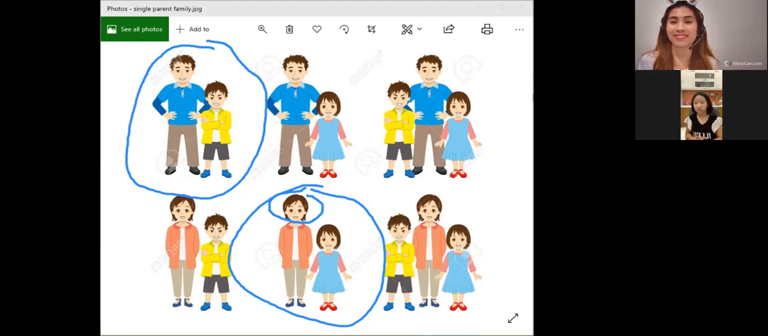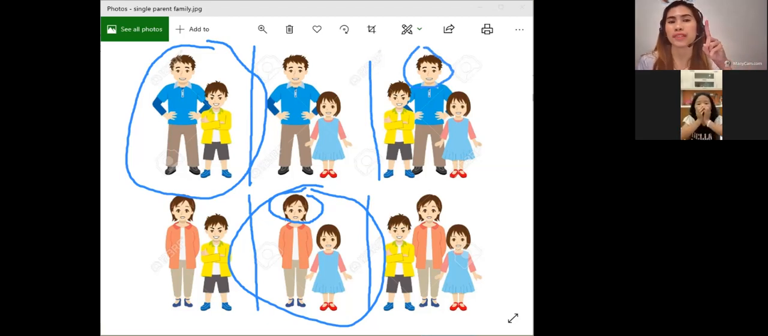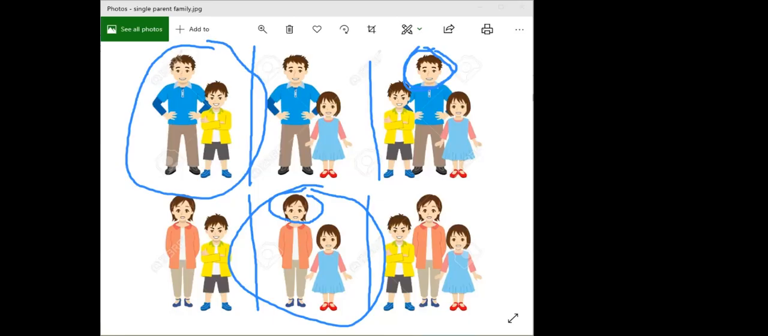This is a single parent family. So they are not together, okay? They are single parent because they only have one parent who takes care of them. Remember, single parent means they only have one parent in the family, okay?